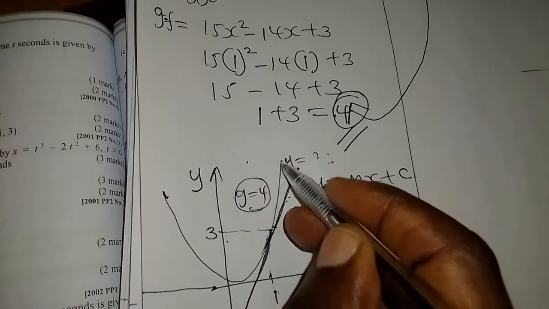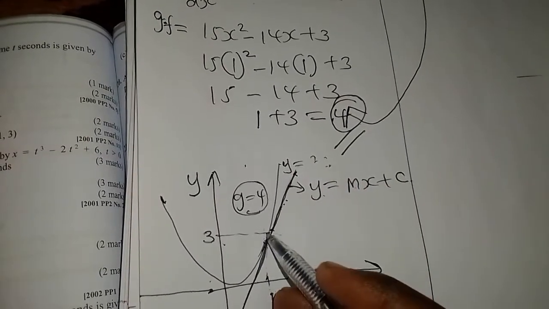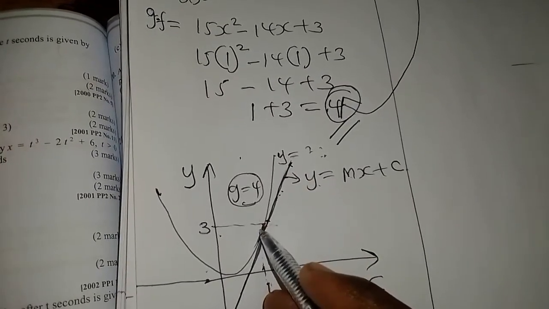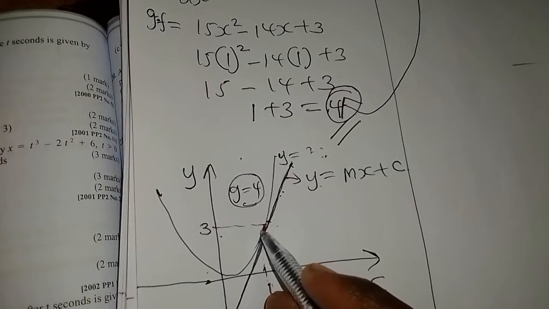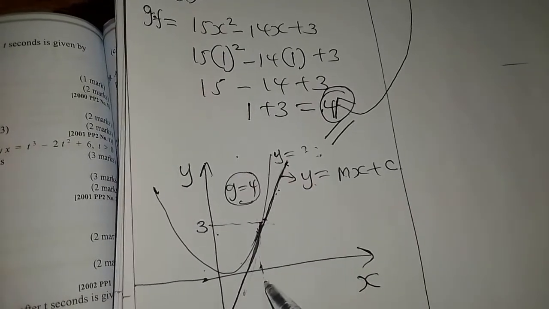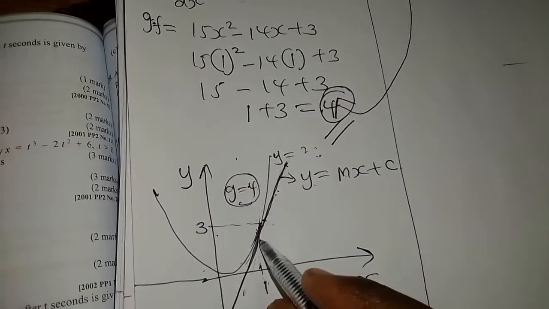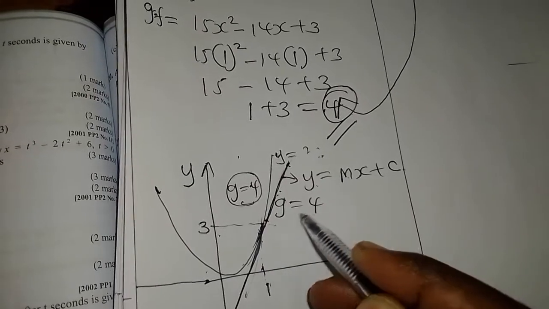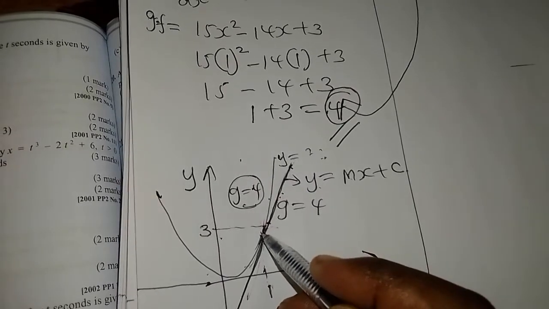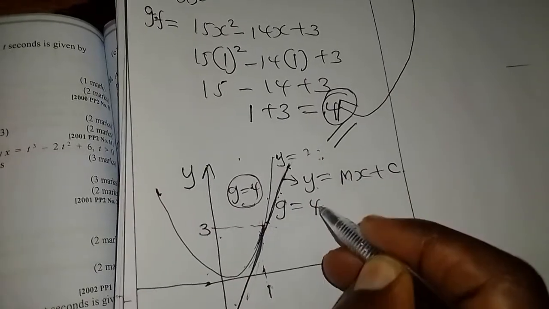And remember, the gradient of the curve and the gradient of the line or the tangent must be the same at the point of contact. So where they touch each other, they must have the same gradient, the same change in y over the change in x. So the gradient of the curve at x is 1 is 4, and at this point the gradient of the tangent is the same, which is actually 4. So for this tangent, the gradient is 4.